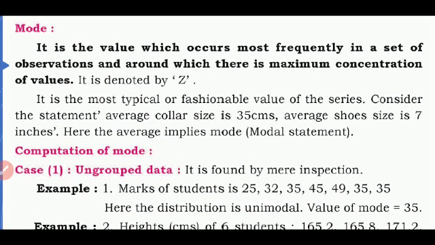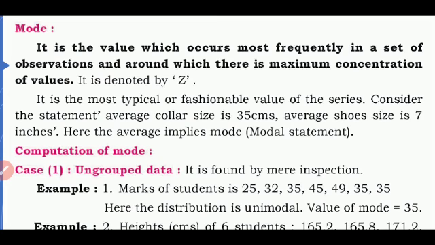Now consider the statement: average collar size is 35 centimeters or average shoe size is 7. Here the average implies mode, that is, the modal statement. Mode is the one which has the maximum frequency, which keeps on repeating again and again. If you go to the market, the average size of footwear is 7, or the average clothing size is M. The one which is sold the maximum is the mode.